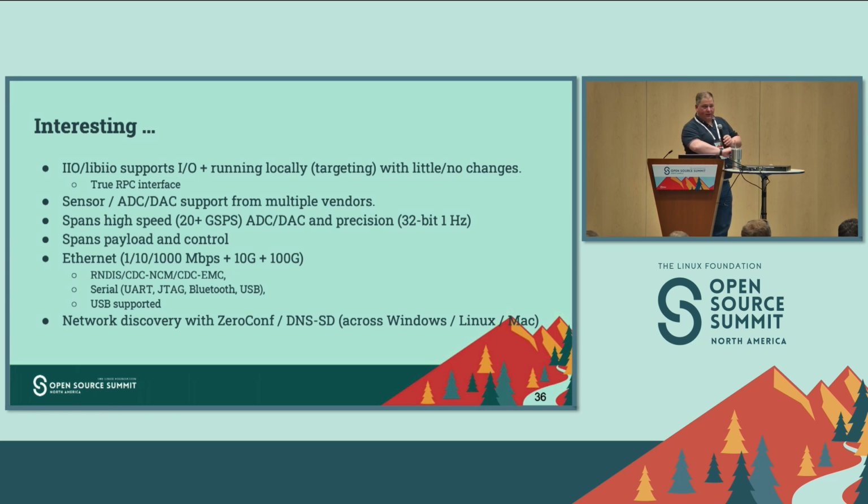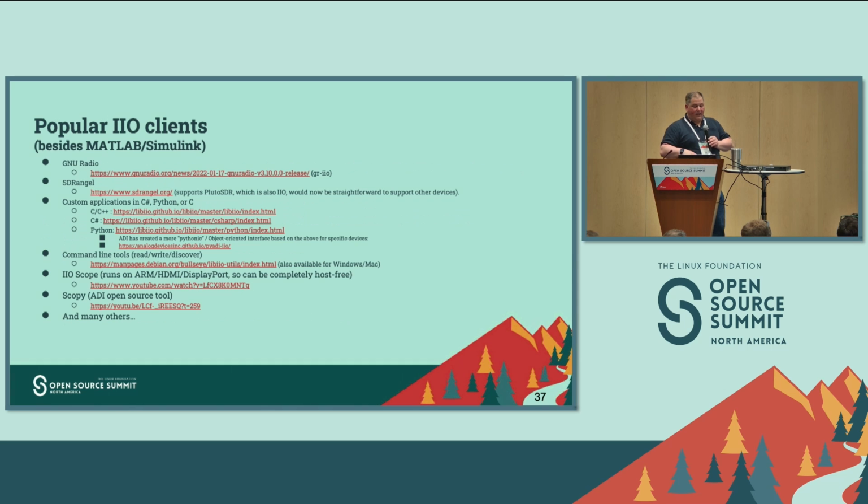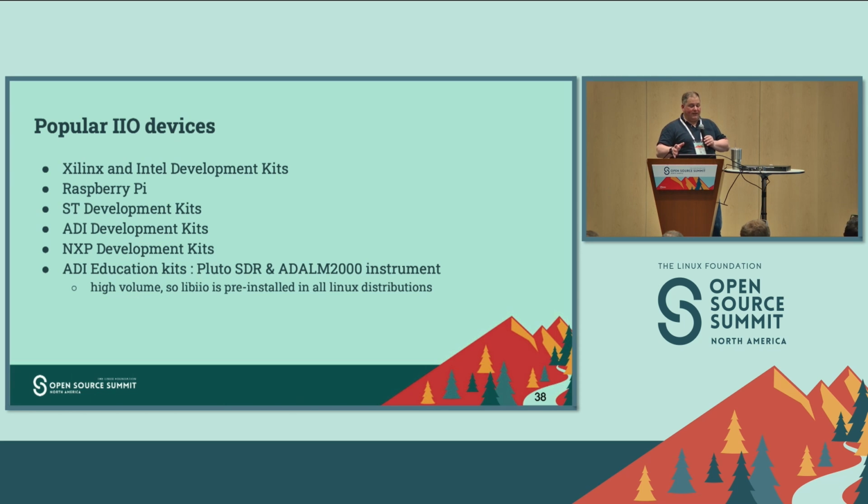So I think that libIIO does support running locally on the target with little or no changes in terms of the host, sensor interfaces, networking interfaces, ZeroConf, all those kinds of things. There's a lot of different popular IIO clients that you should be able to use. You don't have to develop everything yourself. And there are a lot of IIO devices, from the Xilinx development kits to Raspberry Pi to ST to ADI to NXP to even some of the education kits.